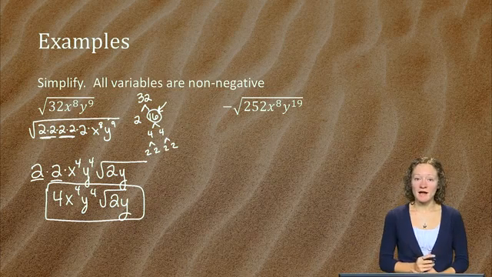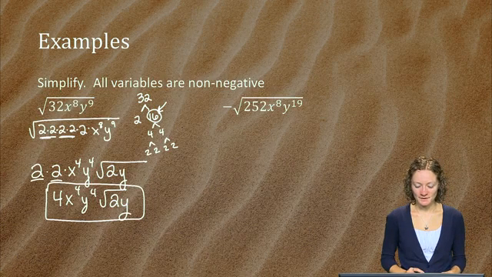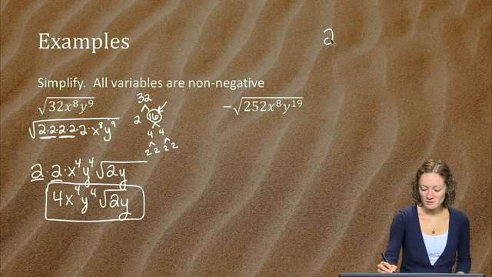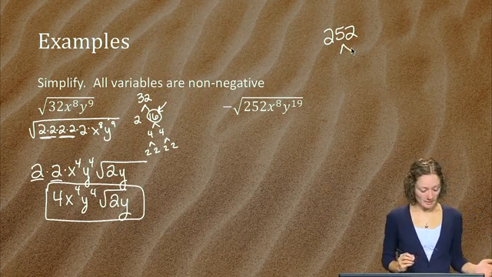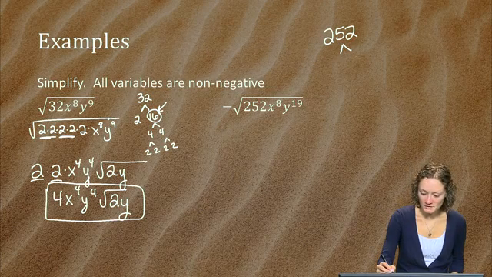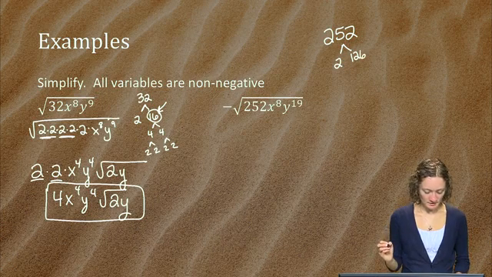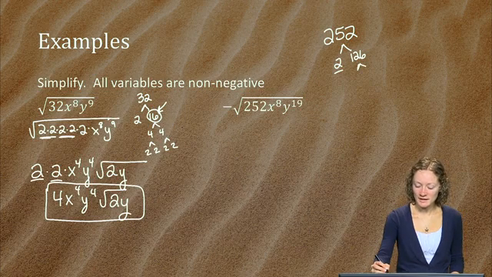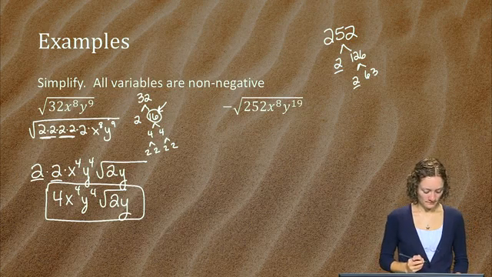Okay, the next one. We have a negative square root of 252 x to the 8th y to the 19th. 252. It's the same process with a large or small number. You can look for perfect squares or you can look for pairs. So I'm going to break down 252. It's definitely divisible by 2, and if we divide by 2, we get 126. This 2 can't go any further. The 126 can break down to 2 and 63. 2 can't go any further.